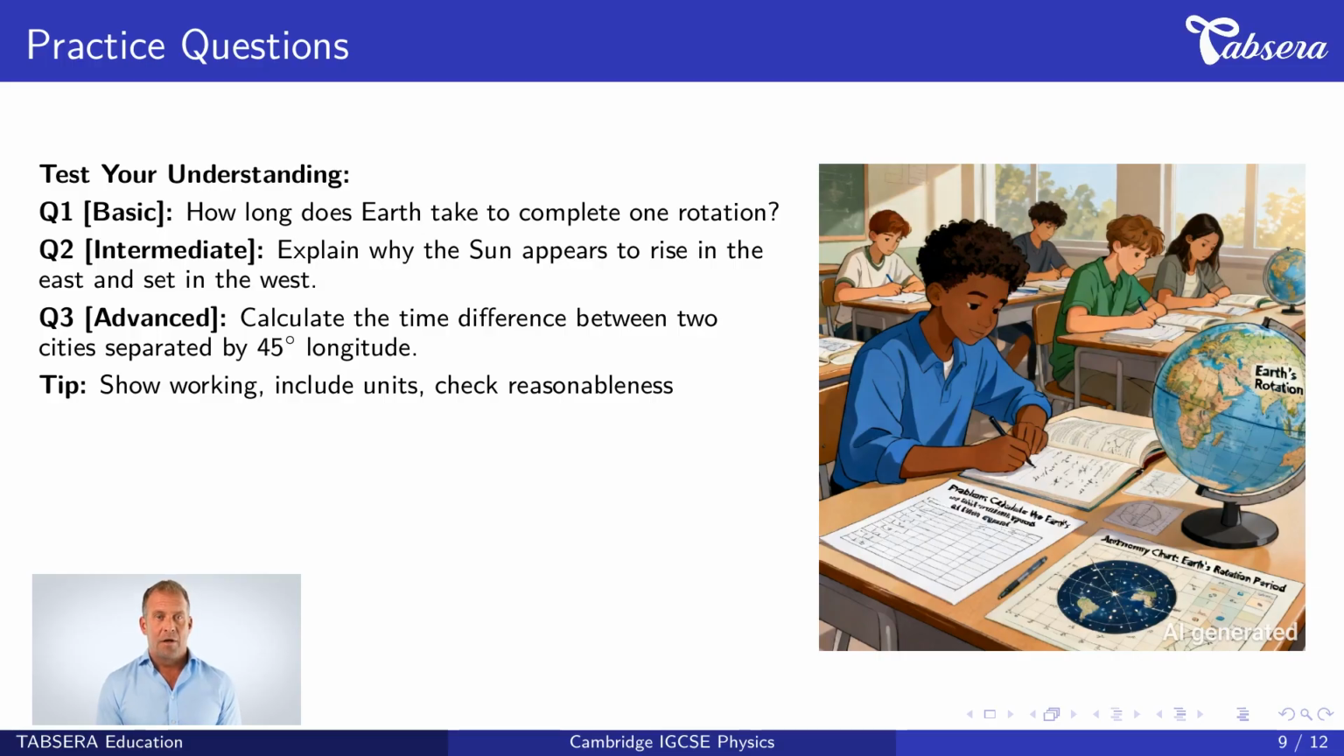Now practice what you've learned with these 3 questions. Question 1 is basic level. It asks, how long does Earth take to complete one rotation? This tests your knowledge of the fundamental rotation period. Question 2 is intermediate. It states, explain why the sun appears to rise in the east and set in the west. This requires you to apply the concepts of Earth's rotation and apparent motion. Question 3 is advanced. The question is, calculate the time difference between 2 cities separated by 45 degrees longitude. This tests your analytical skills with time zones and rotation rates.